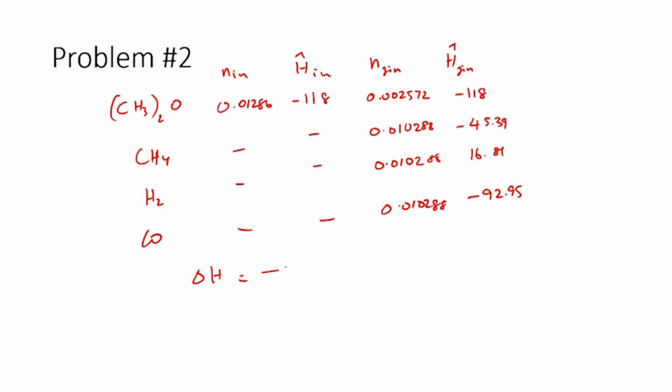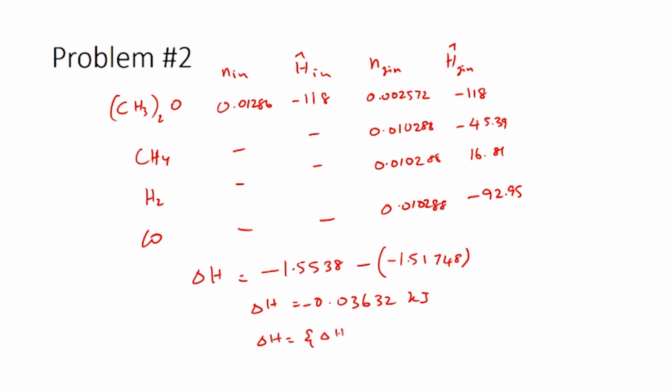The final condition enthalpy is minus 1.5538 and the enthalpy of the initial condition would be minus of minus 1.51748, giving you a delta H of minus 0.03632 kilojoules. And we now need the extent of reaction if we want to calculate the heat of reaction, because delta H is also equal to xi delta HR at 600 degrees Celsius.